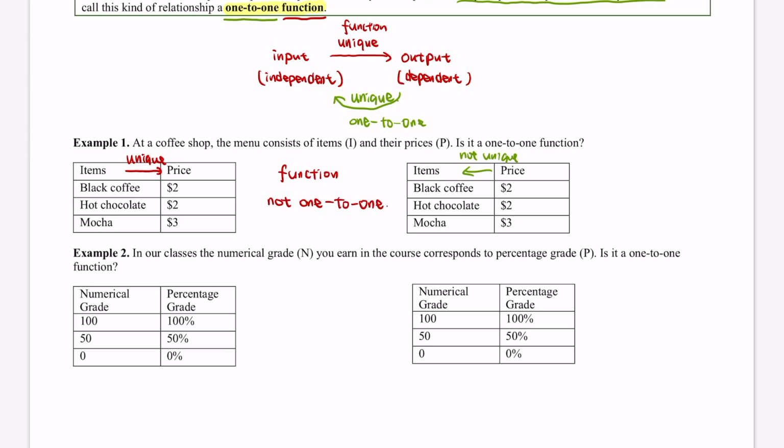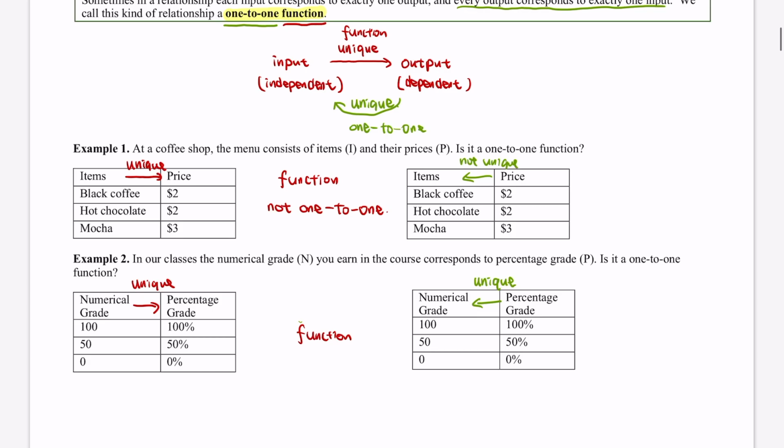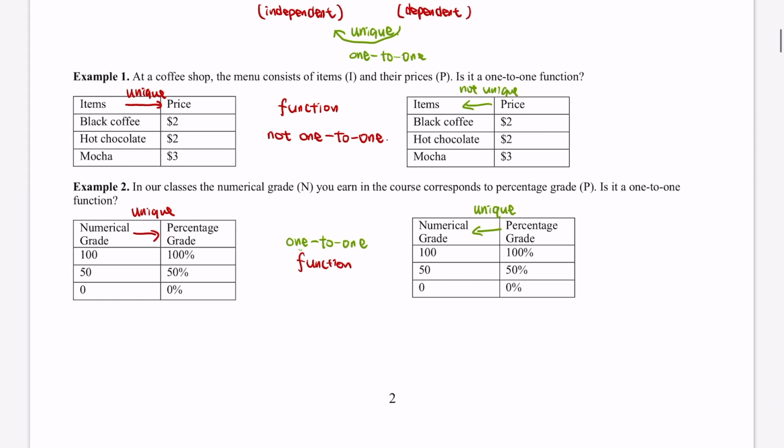And example 2 we did on page 1, both directions are unique. For each percentage grade, we can get one unique numerical grade. For each numerical grade, we can get a unique percentage grade. Because both directions are unique, we call this function a special function. That's called a one-to-one function. It's a function that at the same time is one-to-one. So that's about the definition of the function.